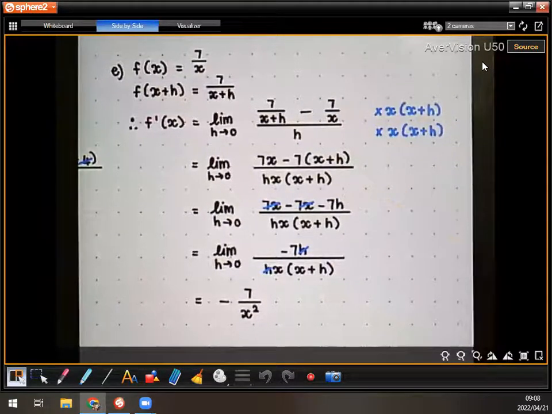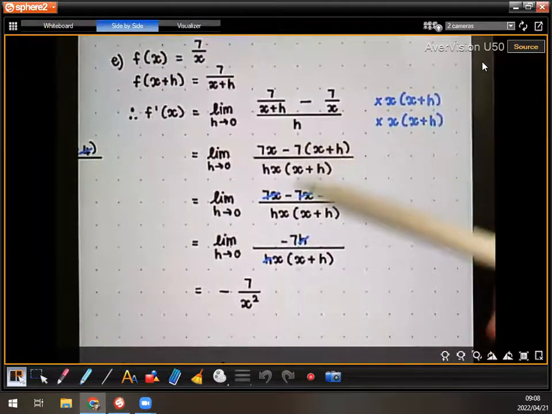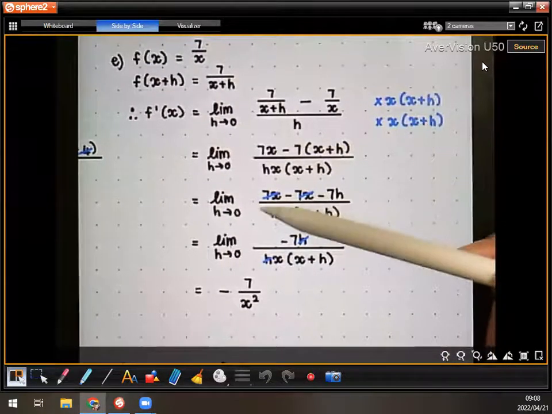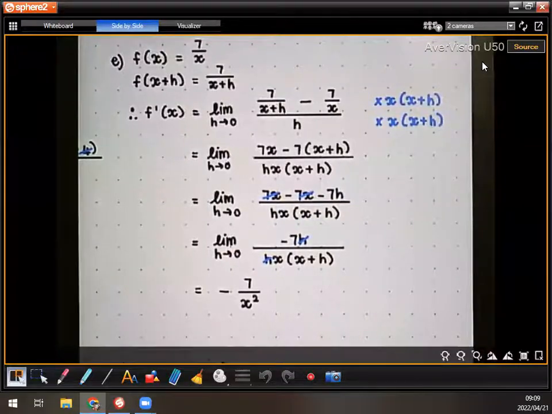You end up with that at the bottom. So then when you multiply your negative 7 in, you actually end up with 7x minus 7x. So those ones cancel out again. You're left with negative 7h.